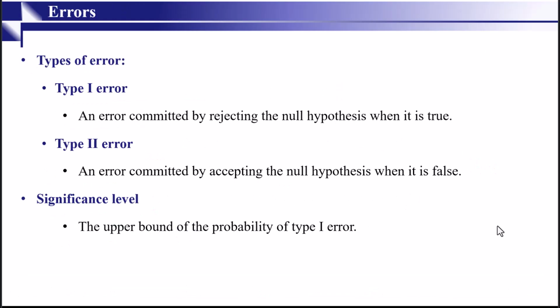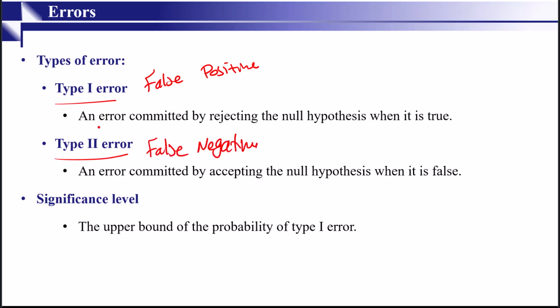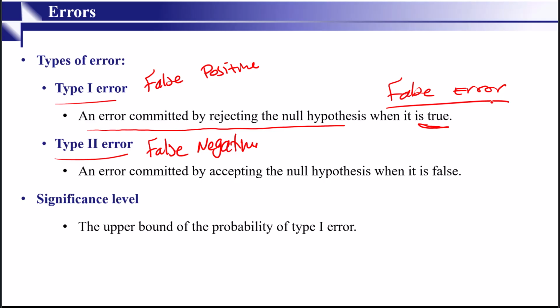In the context of p-values, there are two common errors, type 1 error and type 2 error. A type 1 error is a false positive conclusion, while a type 2 error is a false negative conclusion. So we can call this one false positive, this one false negative. Type 1 error is an error committed by rejecting the null hypothesis when it is true. We call it a false alarm. We rejected the null hypothesis, but in fact it is true. On the other side, type 2 error is an error committed by accepting the null hypothesis when it is wrong, right? We can call it a misdetection.